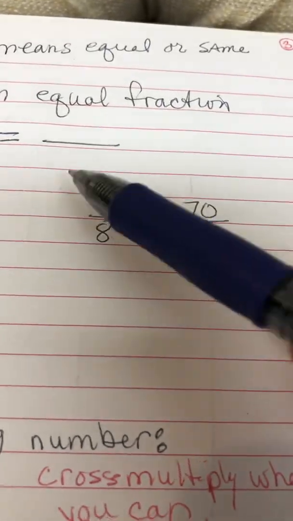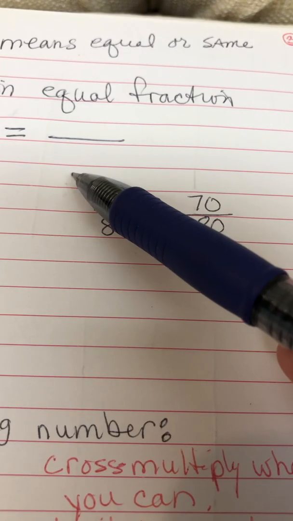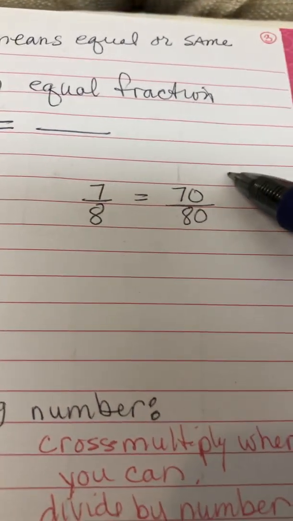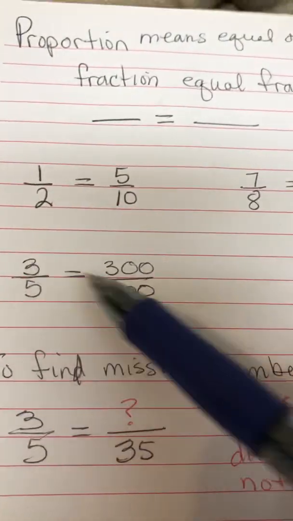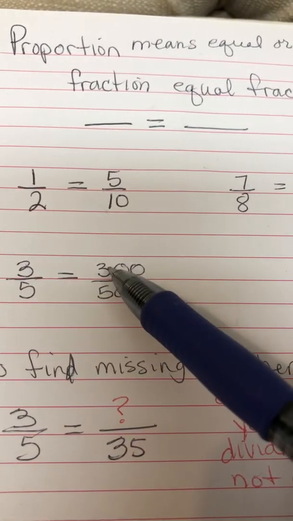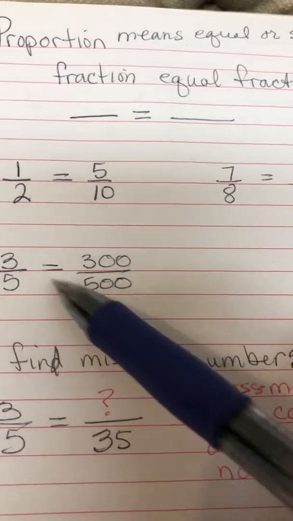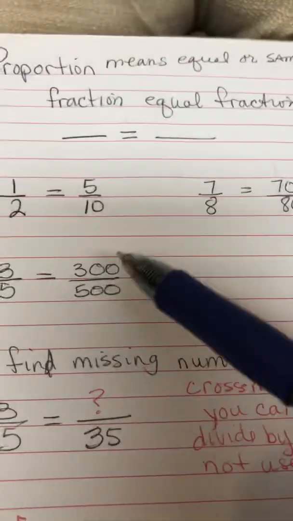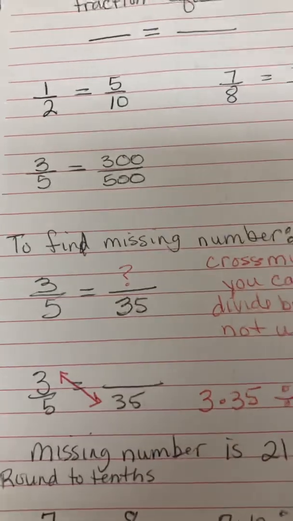80 times 7 is, I believe, 560. 8 times 70 is also 560. 3 times 500 is 1,500. 5 times 300 is 1,500. So these are definitely what we would call in proportion to one another.